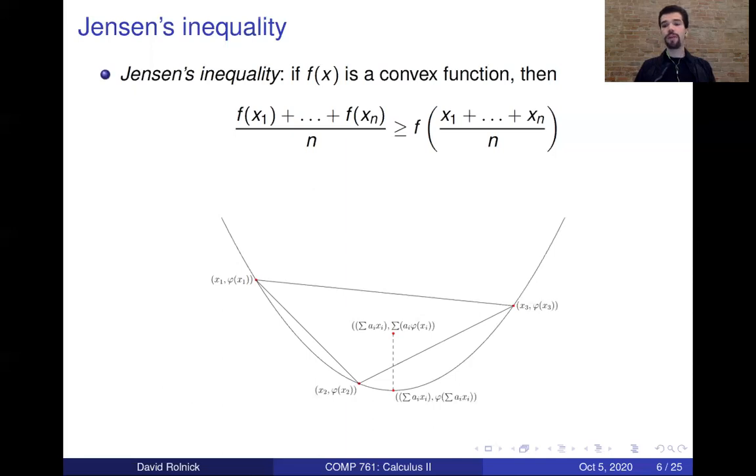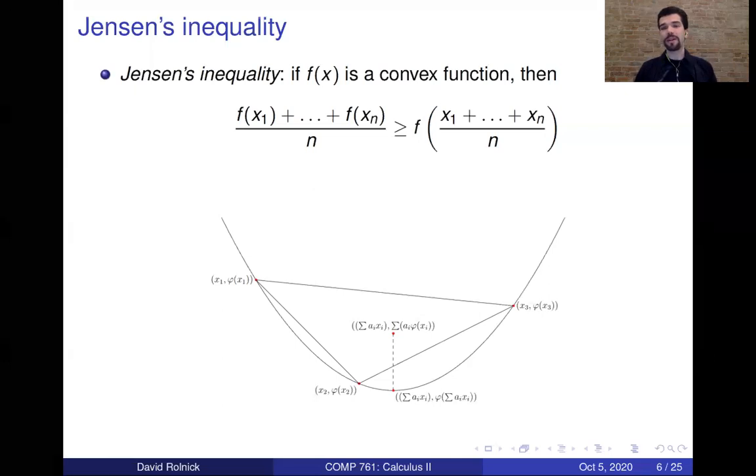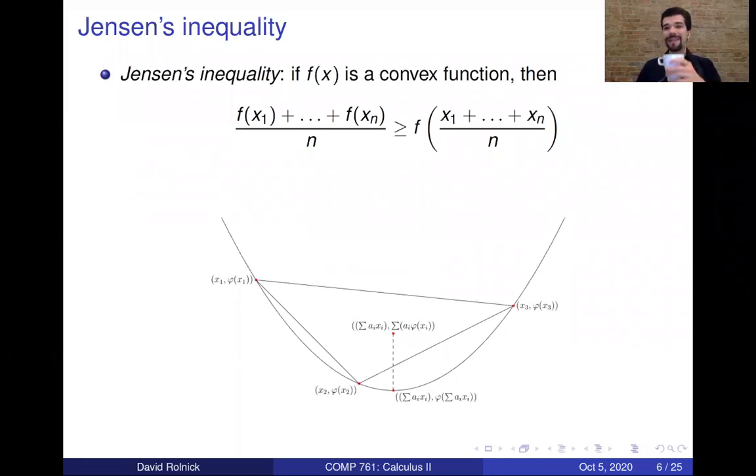Could we also say that any point in the polygon is above the curve? Yeah, exactly, because it's convex. Any point in this polygon is going to be above the curve. I mean, this is basically a proof. There are other ways to prove it that are more formal, using fancy math.